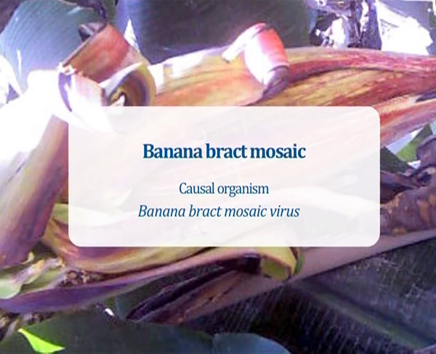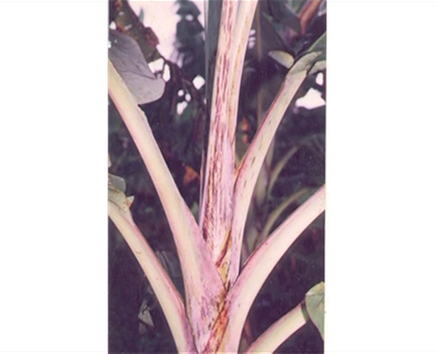Now the next virus disease is the banana bract mosaic. It is caused by banana bract mosaic virus. Now let's see about the symptoms of the disease. The disease is characterized by the development of black streaks on the petiole, yellow or pinkish coloration on the pseudostem, and mosaic-like purple spindle-shaped streaks on the bract.